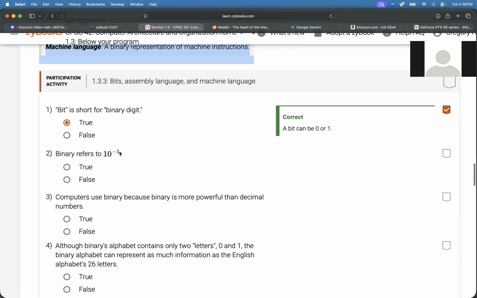Binary refers to 10 to the negative 1. Um, no.